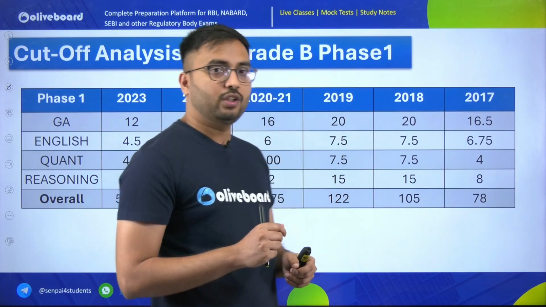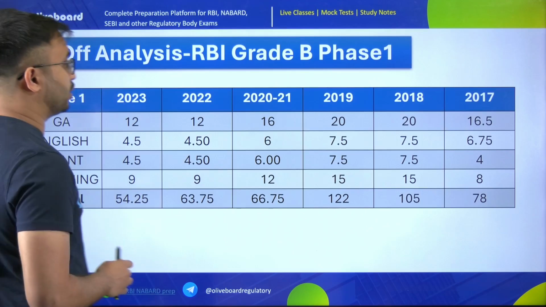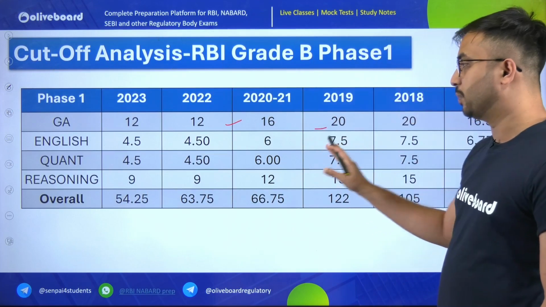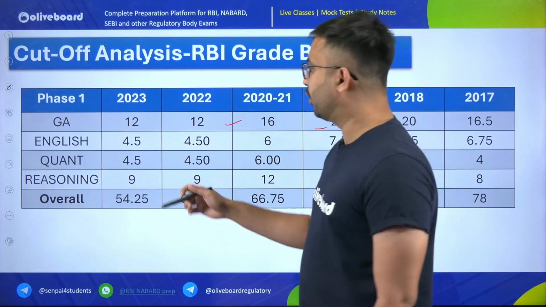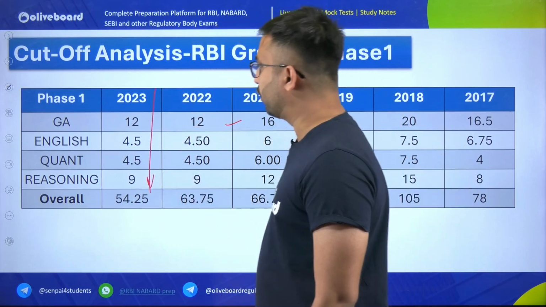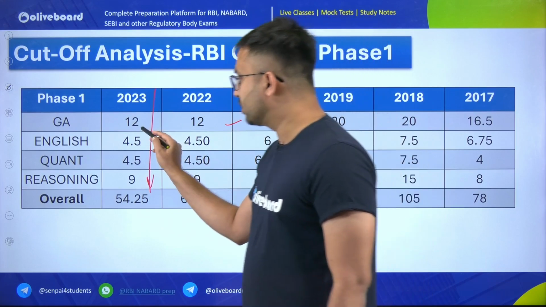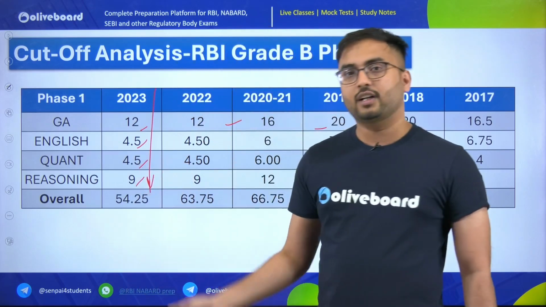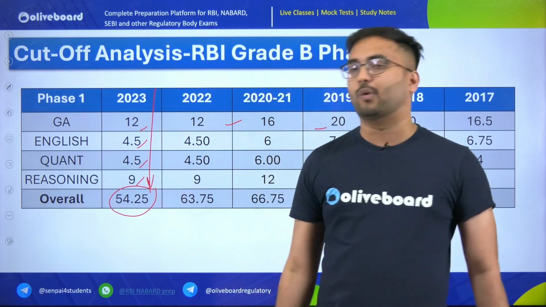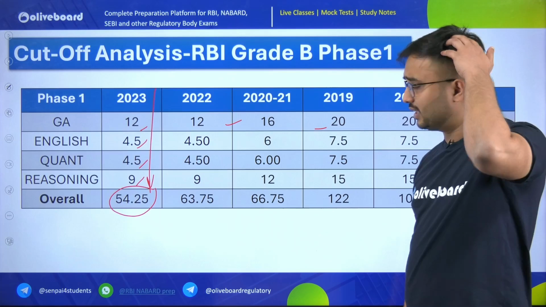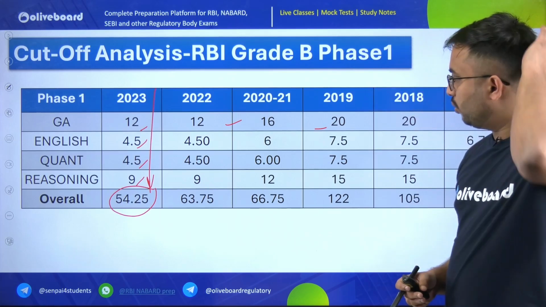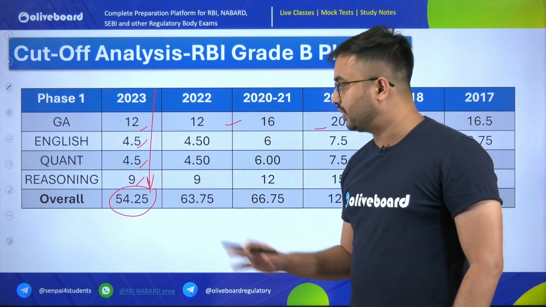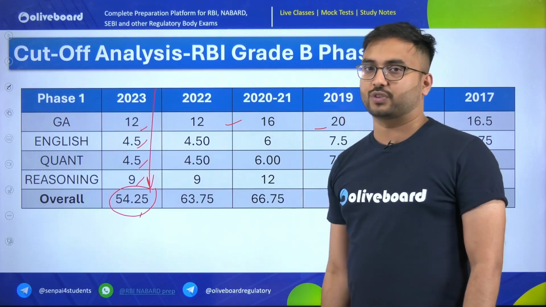So let's begin our discussion with all 4 sections of the phase 1 examination. Past year cutoffs have already been given on this slide. Let us go through the latest year, 2023. The GA cutoff was 12, the English cutoff was 4.5, the quant was 4.5, and the reasoning was 9. The overall cutoff was 54.25. Once you understand this, we can get an idea that the overall cutoff and sectional cutoffs are both there.